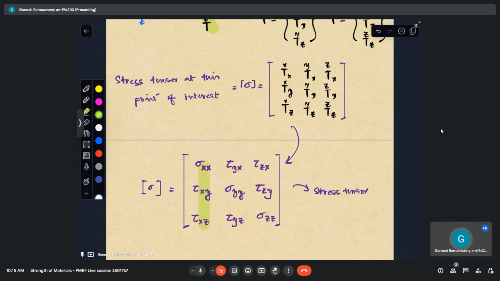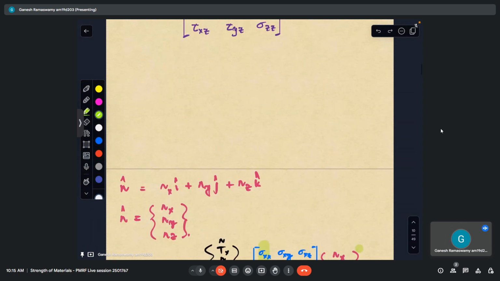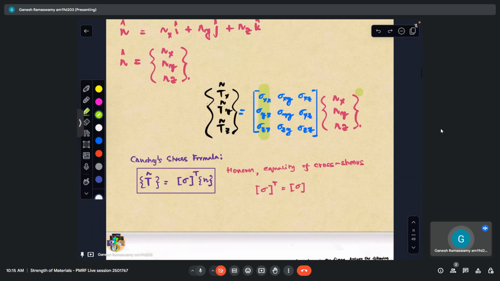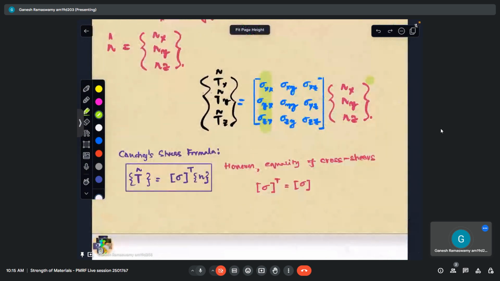That is because one is the transpose of the other, but by equality of cross shears, both come out to be the same. So going forward in our discussions, we may or may not use this transpose. I hope that does not cause a confusion.